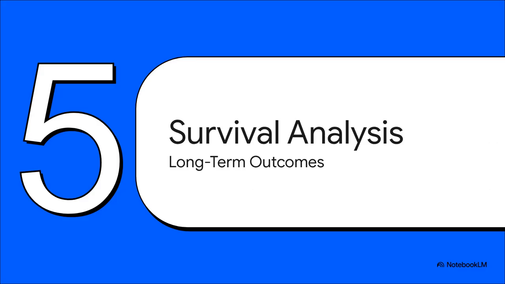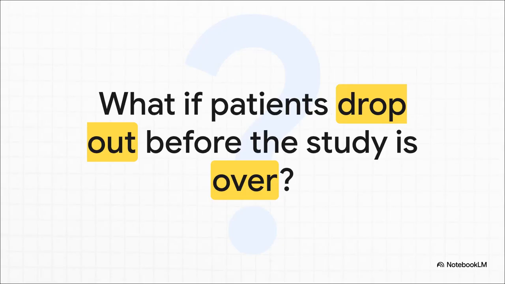And finally, Section 5, Introduction to Survival Analysis. Everything we've talked about so far basically looks at single points in time or overall averages. But what happens when we need to analyze patient outcomes over an extended period? Think about this for a second. What actually happens when patients drop out of a clinical study before it's officially over? It happens all the time. Longitudinal studies have staggered entries and totally unpredictable dropouts, and that completely breaks standard tests like a simple t-test.